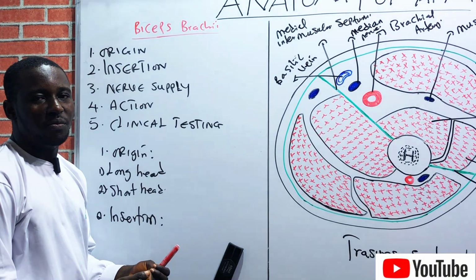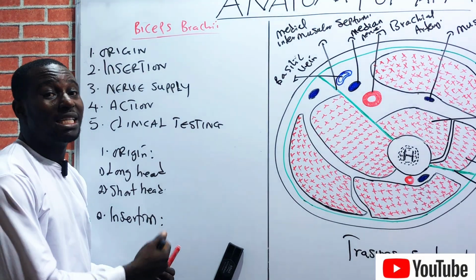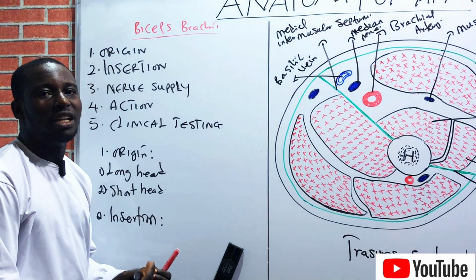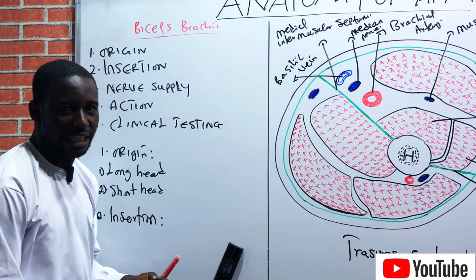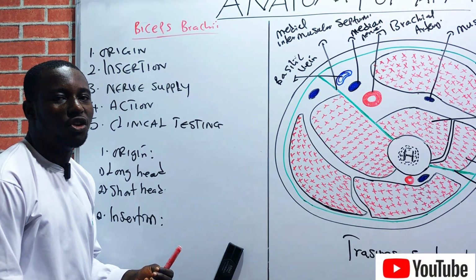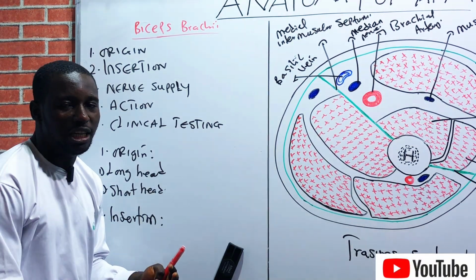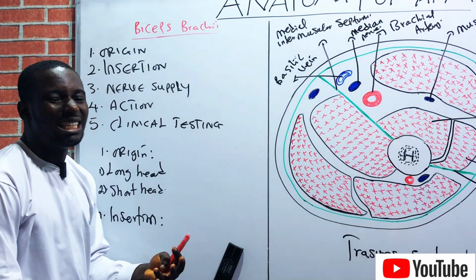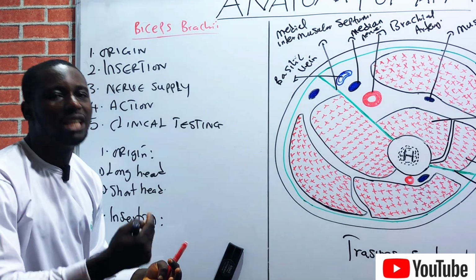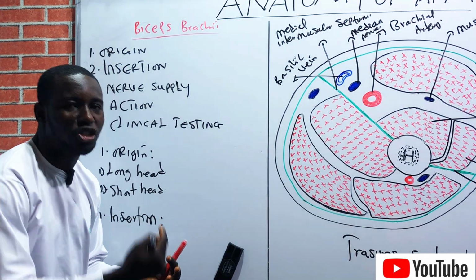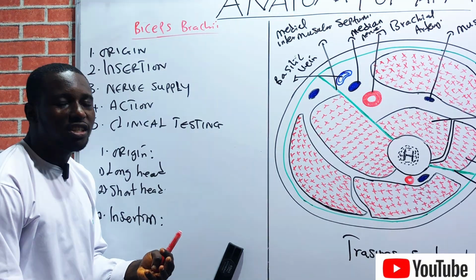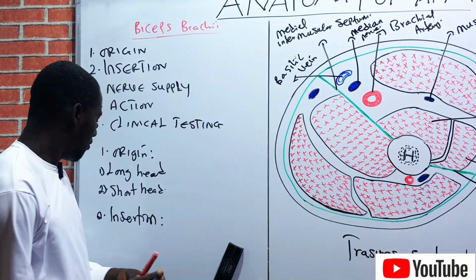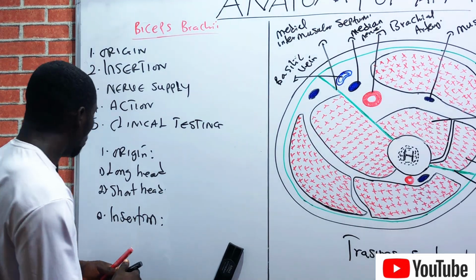Recall that the heads of the biceps brachii join together at the distal third of the arm to form the belly, which ends in the tendon. Recall that the bicipital aponeurosis protects some of the underlying structures in the arm, which are the brachial artery and the median nerve. Okay, that is how it goes.